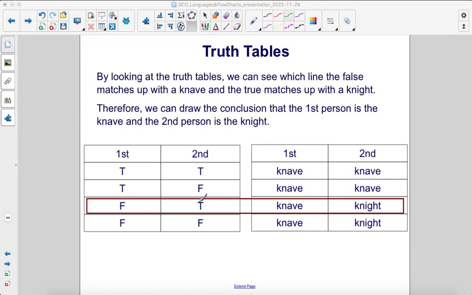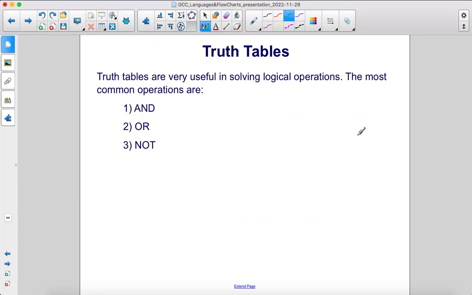By looking at the truth tables, we can see which line the false matches up with a knave and the true matches up with a knight. Therefore, we can draw the conclusion that the first person is the knave and the second person is the knight. Truth tables are very useful in solving logical operations. The most common operations are and, or, and not.